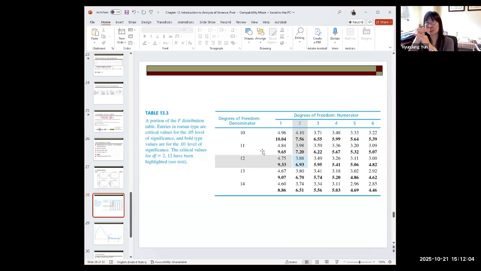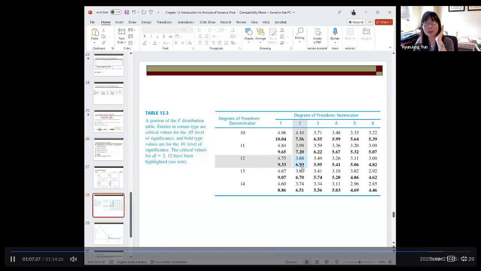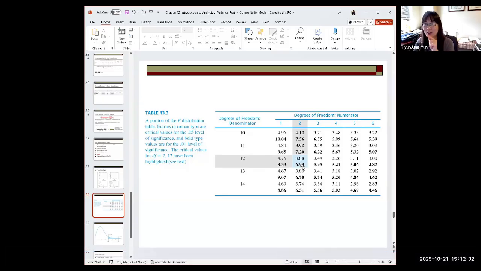That's how you're going to read it. For each intersection of the numerator degrees of freedom and denominator degrees of freedom, there are two numbers. The light font is the critical value at the alpha value of 0.05. The bold font, one below, is the critical value at the alpha value of 0.01. So when you're more rigorous about the statistical testing, that is the finer line for the value.